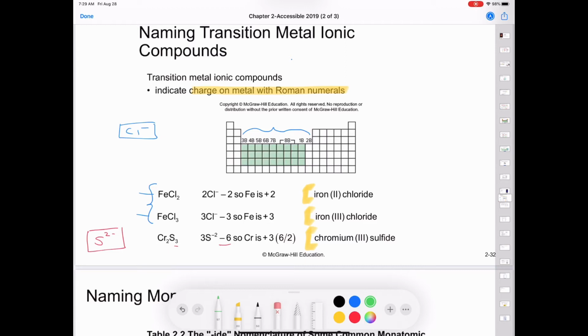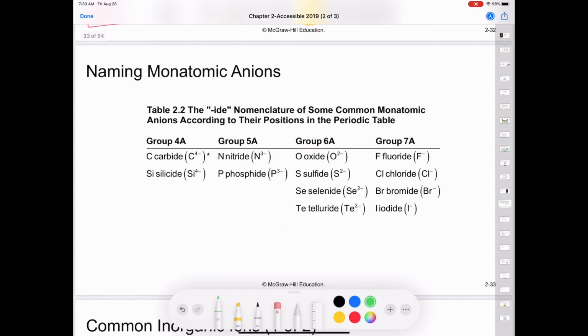This naming system, where we put the charge of the cation or the metal with Roman numerals in brackets, sometimes this is referred to as the Stock naming system, named after a German chemist named Alfred Stock. This slide kind of rehashes some of what I've taught you already, but remember, the ions in group 7A form a -1 charge. The ions in group 6A have a -2 charge, in group 5A a -3 charge, and in group 4A a -4 charge. And so we add "ide" as a suffix to any of these elements. And so fluorine becomes fluoride, chlorine becomes chloride, bromide, iodide.